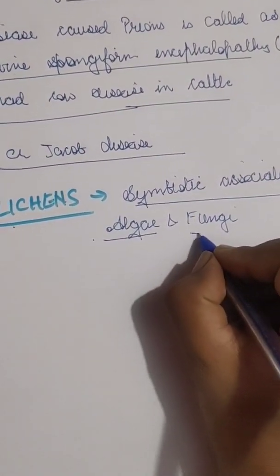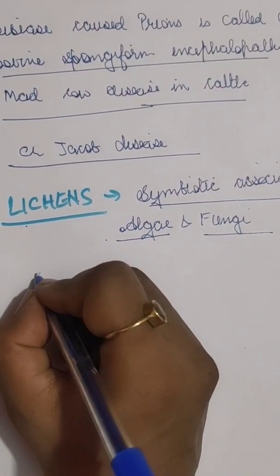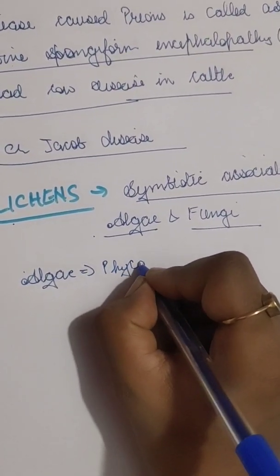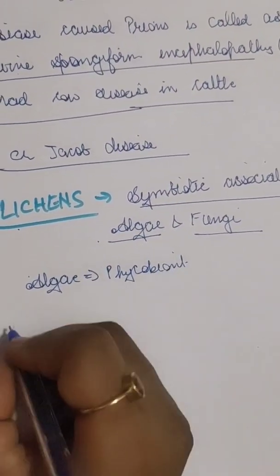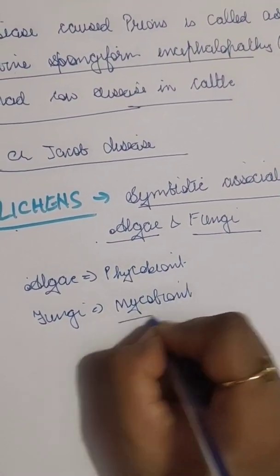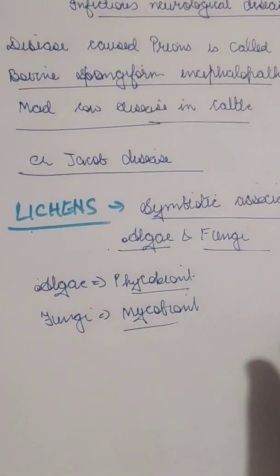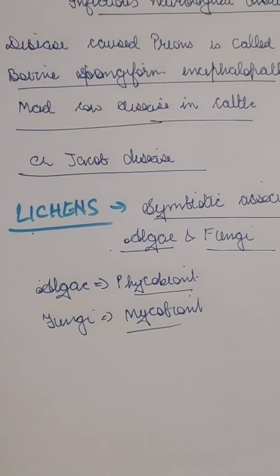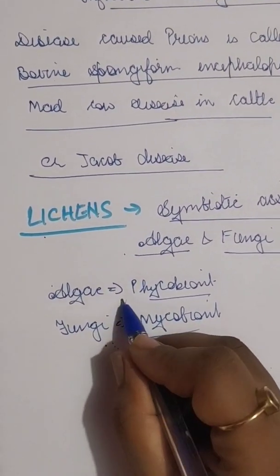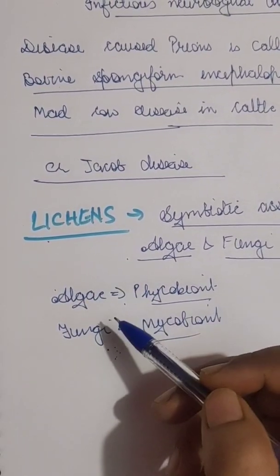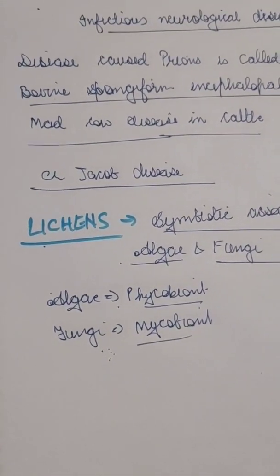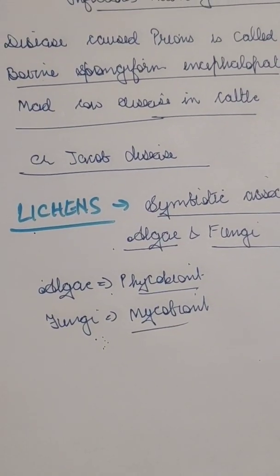Algae are autotrophic and fungi are heterotrophic, and in this association the algae are called phycobiont and the fungi are called mycobiont. The algae prepare their food and also make food for the fungi, and in return the fungi provide shelter and absorb nutrients and water for the algae. That's why they are both mutually benefited, and they live so closely that if we see them, we will not notice that they are two different organisms. We see them as one organism which we call lichens.